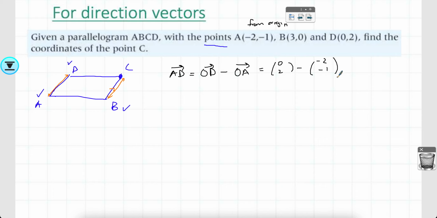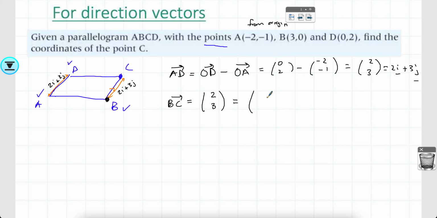So that will give me 2 and 3. So I know that AD is 2, 3, or you can write it in component form, 2i plus 3j. So this is 2i plus 3j. And I know that this should also move 2i plus 3j, but from a very specific starting point, which is B. So I know BC should also give me 2, 3.